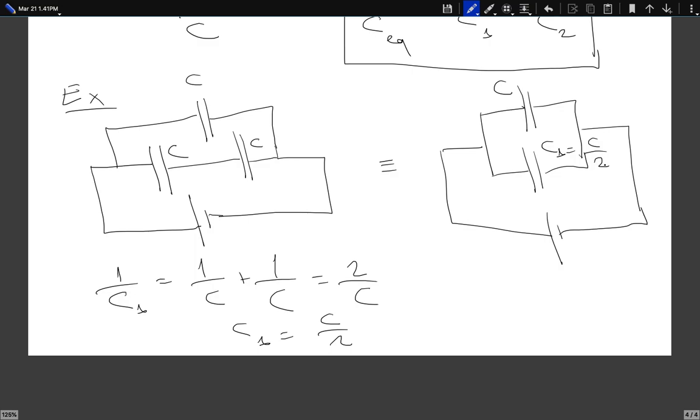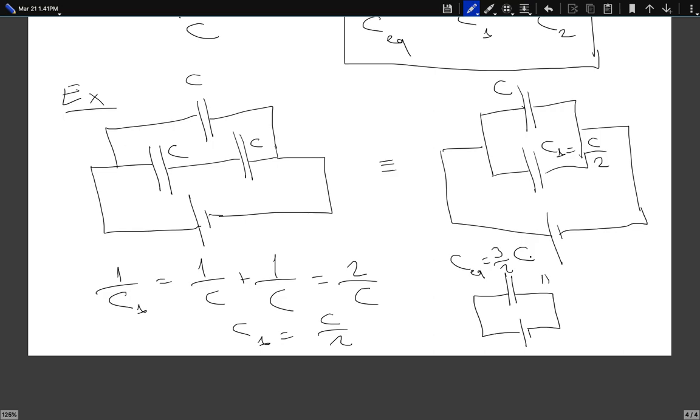But now I have two capacitors connected in parallel. I can just say that this is the same as a single battery and a single capacitor with the capacitance equal to the sum. I have one capacitor with capacitance C, a second capacitor with capacitance C over 2. The total capacitance is just the sum of them, which is 3 over 2 C.